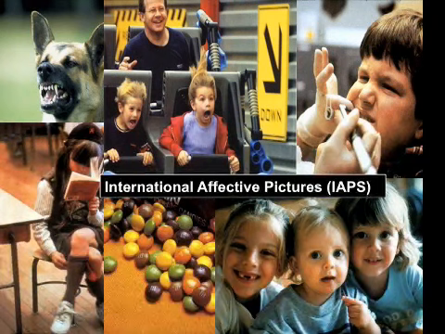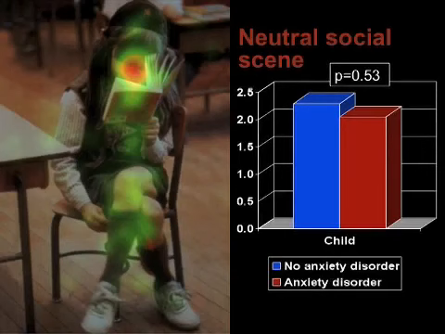So we use these pictures, which are called IAPS. Here's an example of a neutral social scene, and you wouldn't expect there to be a difference between anxious and non-anxious children, and in fact, we don't see any difference. In these slides, blue will always be the non-anxious kids, and red will be the anxious kids. That just shows the hot spots they look at. They're looking very actively at the picture, but there isn't a difference.